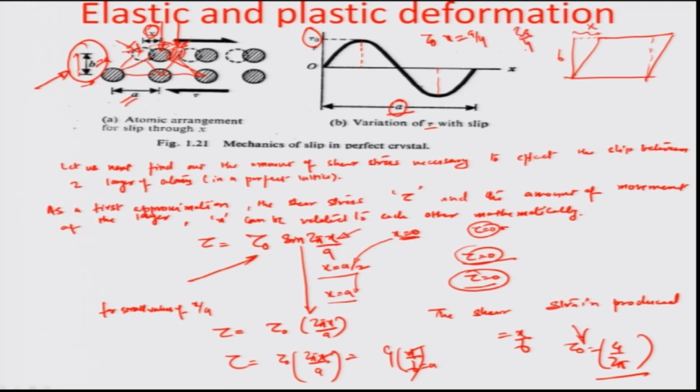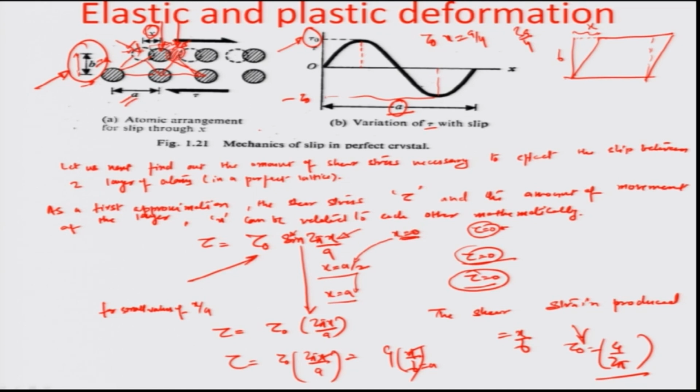In that situation, the value for a by 4 would be sin pi by 2, which becomes equal to 1, and for 3a by 4 it would be 3 pi by 2, which is sin pi plus pi by 2, and it is going to be minus 1. So, in one case the maximum value of the tau is tau 0, in another case it is minus tau 0, as can be seen from this plot here.